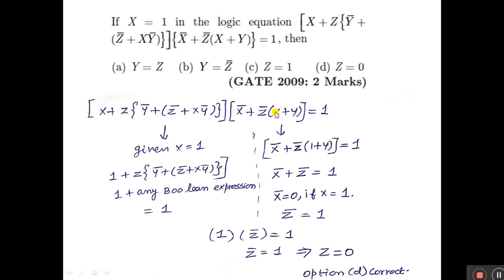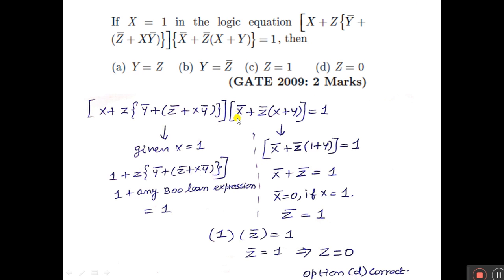So in this expression, in the first part I am going to apply x equal to 1. This is given in the question itself, x equal to 1. If I apply x equal to 1 here, with this Boolean expression, there is no need to minimize further. Any Boolean expression with 1, the answer is 1. So this total part's answer is 1 now.